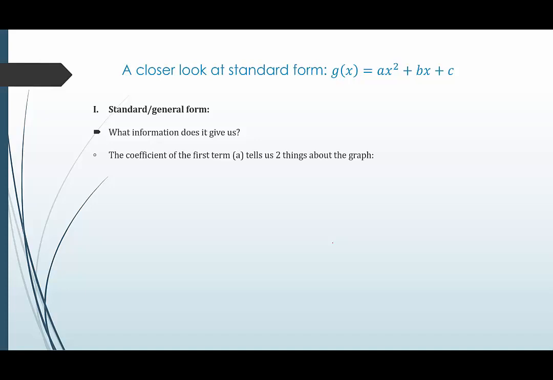Well, the coefficient of the first term, that's sometimes called the leading coefficient, that's that letter a, tells us two things about the graph. First of all, it tells us whether it's going to open up or down. The graph will open up if a is positive. If a is negative, if a is less than 0, then the graph will open down and we'll have that frowny face. So that's the first thing a tells us.